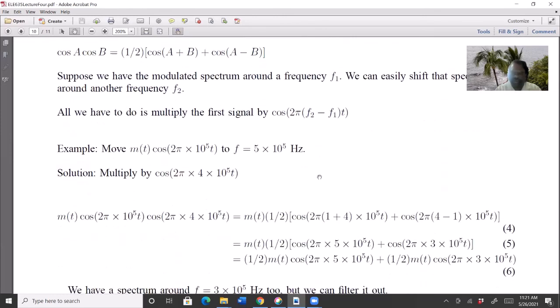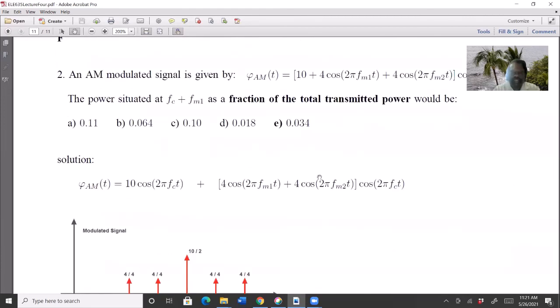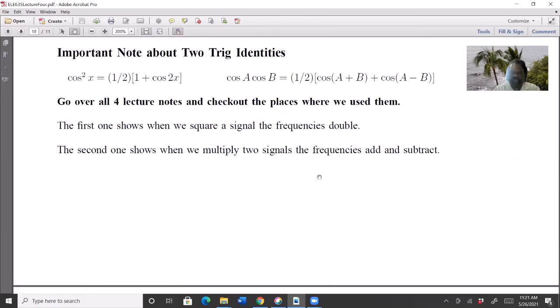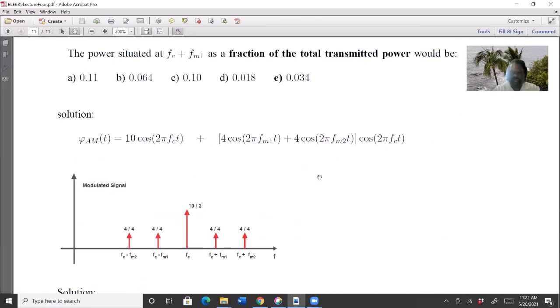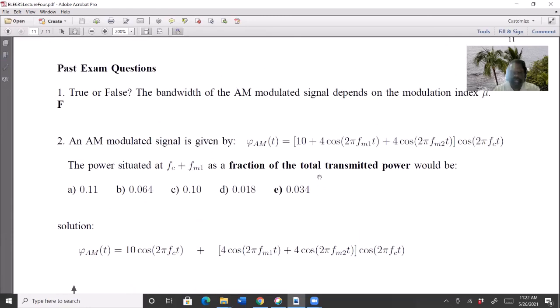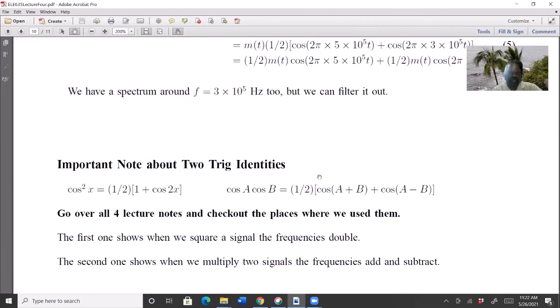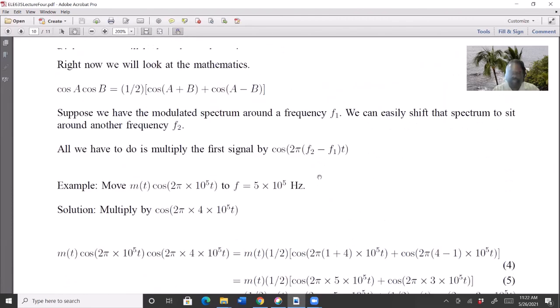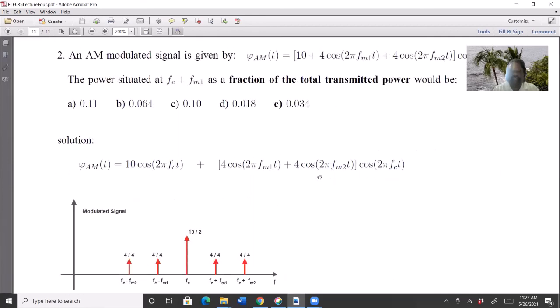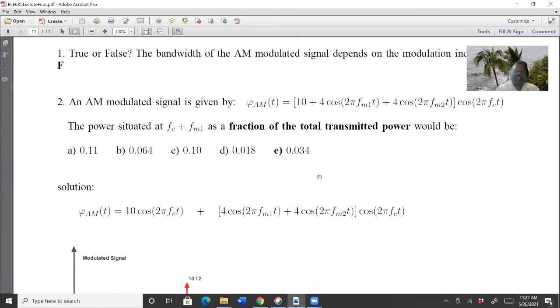All right, guys. So this is a concept called frequency mixing. I'll go over this frequency mixing concept in the next lecture. Right now, let's finish it with this past exam question.